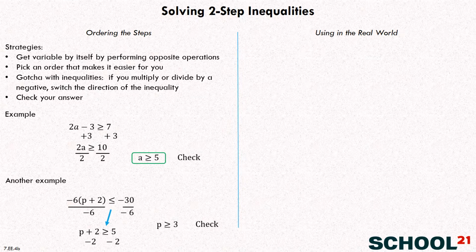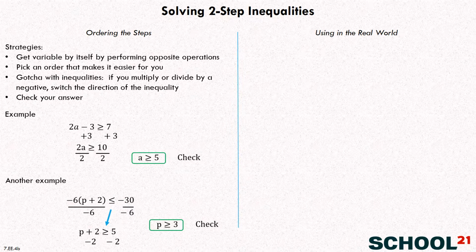Again, we can check our answer. Let's take a value that is equal to 3, for instance. We'll go ahead and put in 3 plus 2, which is 5, times negative 6, which is negative 30. Is that less than or equal to negative 30? Yes, it is. So if we tried other values that are greater than or equal to 3, we would also find that they work in the inequality, so we can say that's the correct answer.